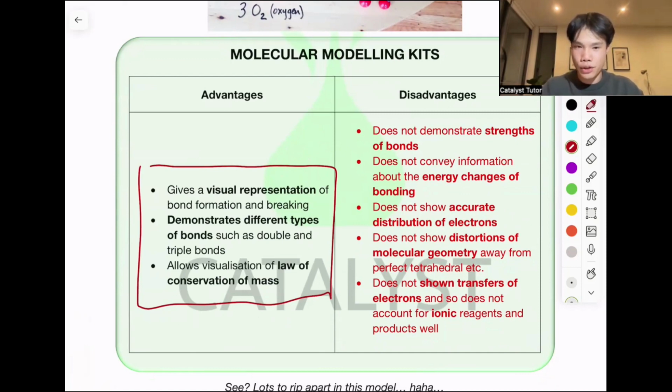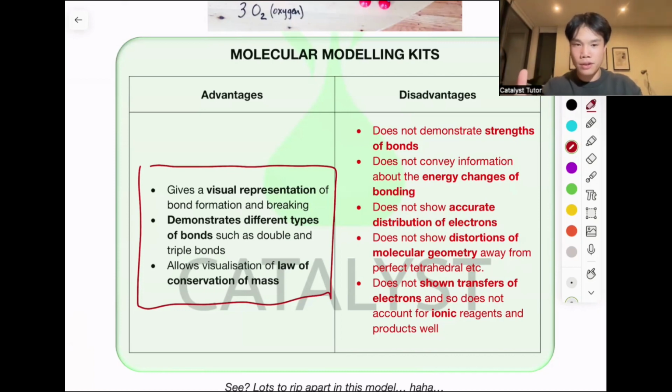You can't see the strengths of bonds, so it looks like each bond breaks the same. That's not true. Depending on electronegativity, bonds will have different strength. It doesn't convey any information about energy changes in the bonding. Just like my breaking of a pencil didn't actually release energy, when you break apart these balls and sticks, you're not releasing any energy, you're not taking in any energy. So it's not accurately showing whether this is exothermic or endothermic.